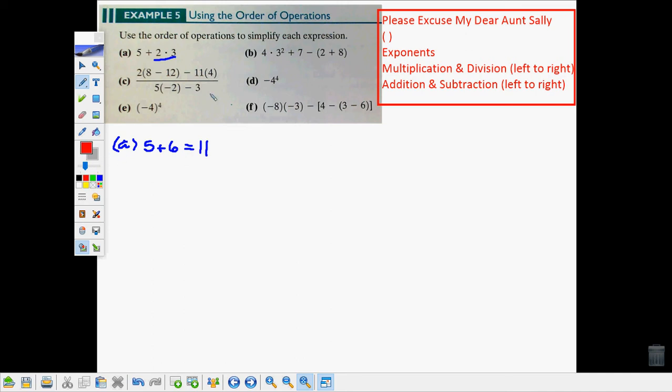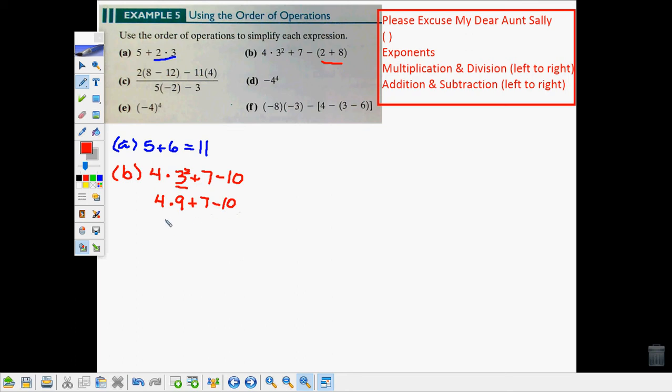Let's look at part B. We have 4 times 3 squared plus 7 minus 2 plus 8 in parentheses. We start with the 2 plus 8. So part B, we're going to have 4 times 3 squared plus 7 minus 2 plus 8 is 10. Next, we look for exponents. We do have an exponent right here, so we're going to do the 3 squared next. We're going to have 4 times 3 squared is 9 plus 7 minus 10.